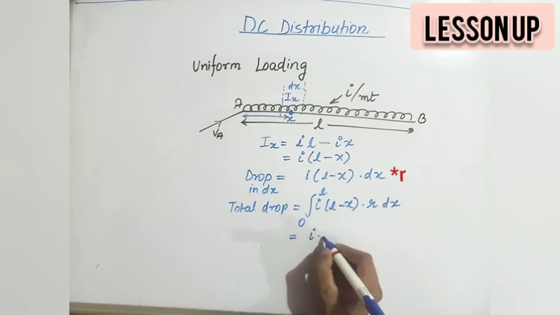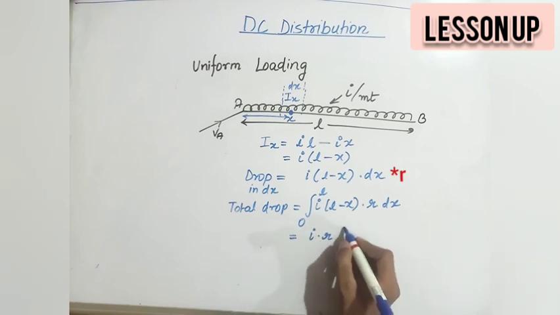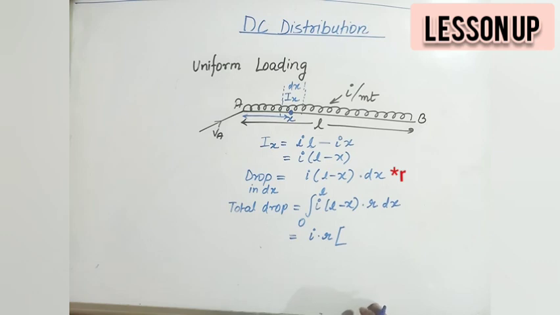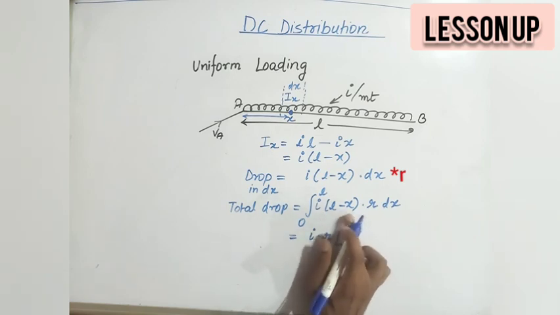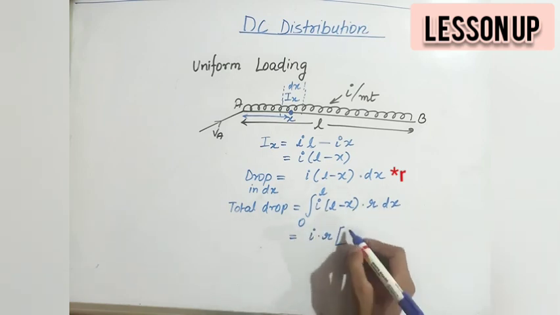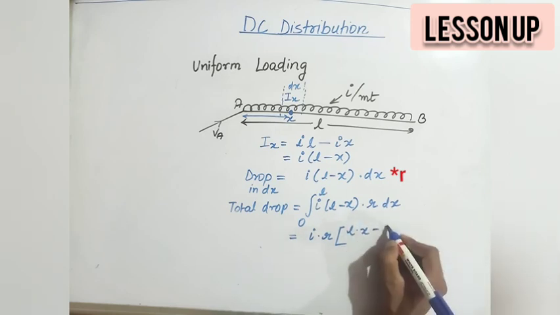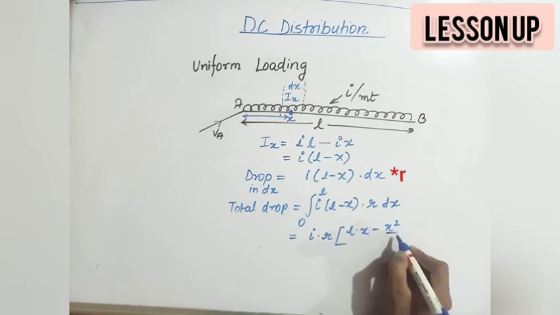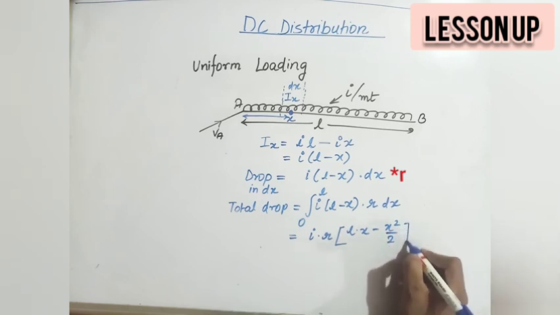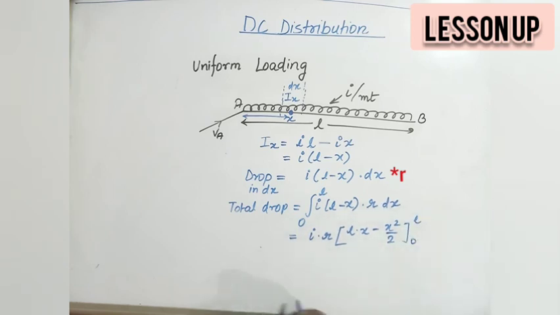I into R is taken out, and if we provide integration, what we will get? L into X minus X square divided by 2 from 0 to L. I into R into, if we put upper limit minus lower limit, what we will get? L square by 2.